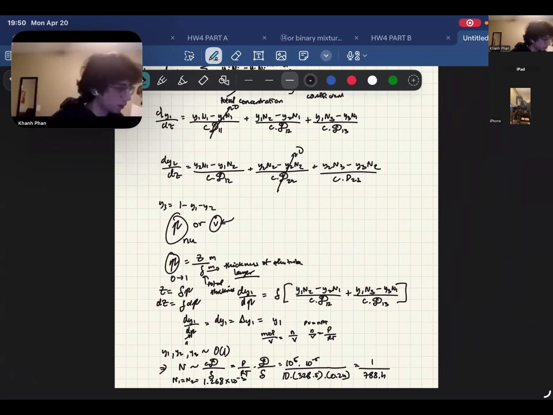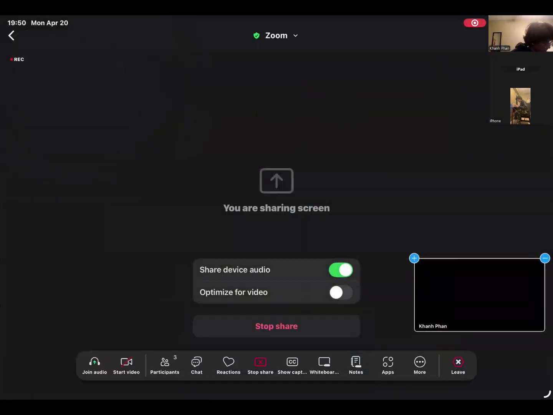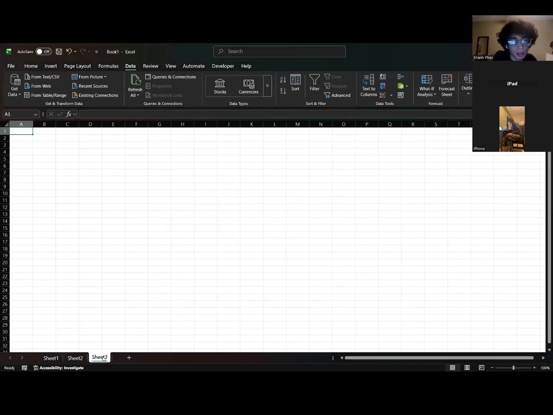So I'm going to stop sharing my screen on my iPad, and I'm going to share my screen on the computer. All right, so we're going to begin with our Excel. I'm just going to keep sharing my screen on the iPad as well so I can use the data there.